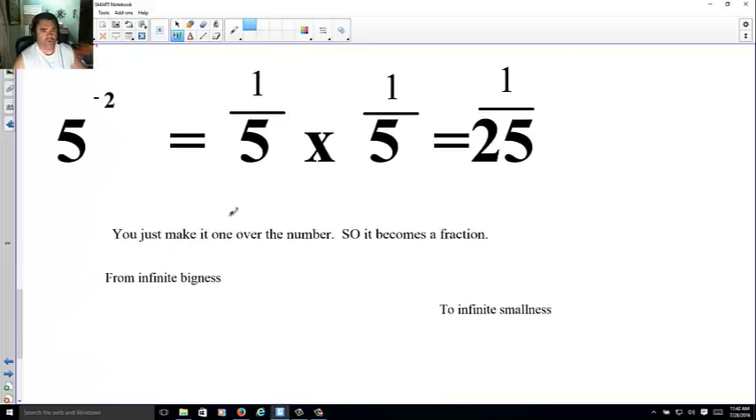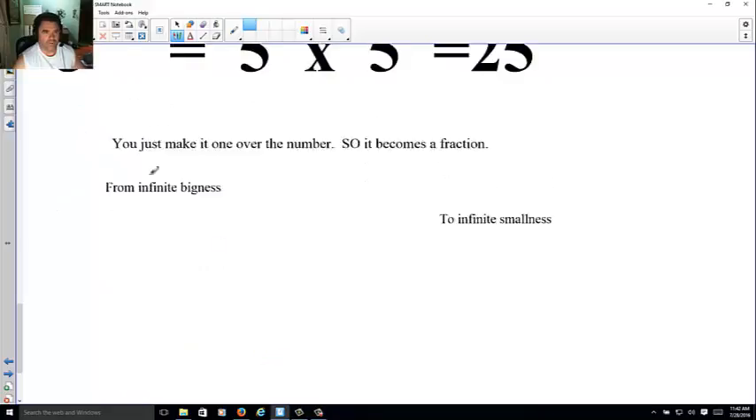So you just put 1 over the number. Instead of 5 times 5 making 25, the negative means 1 over. Check this out. Let me do a little bit more here.